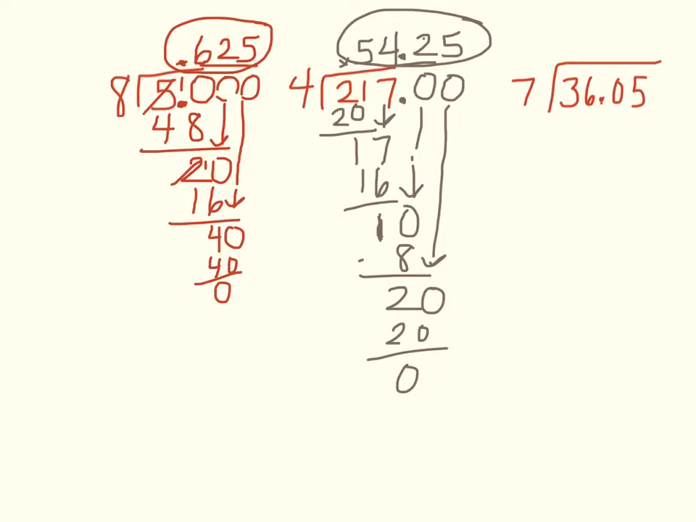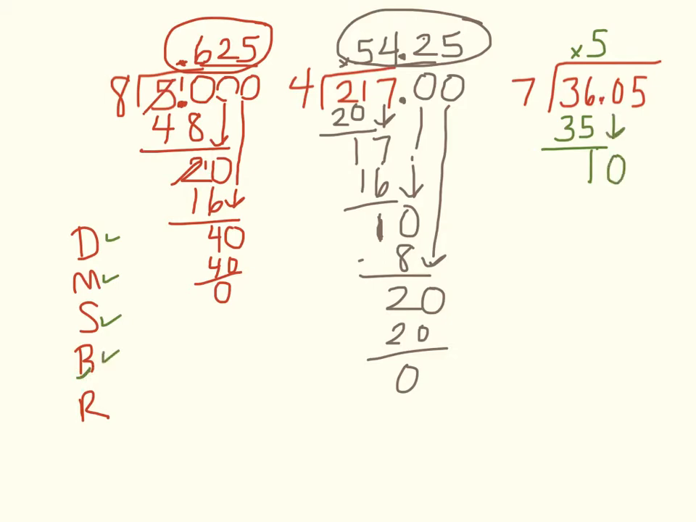So if you're still getting confused as to the order, remember our trick of dad, mom, sister, brother, rover. So my first thing I'm going to do is divide. 7 doesn't go into 3, but it goes into 36 5 times. Then I'm going to multiply. 5 times 7 is 35. Then I'm going to subtract. I get 1. I'm going to bring down 0, and then I'm going to repeat.